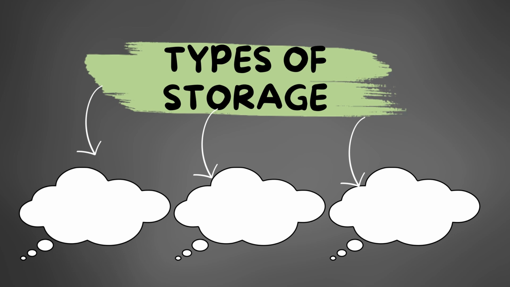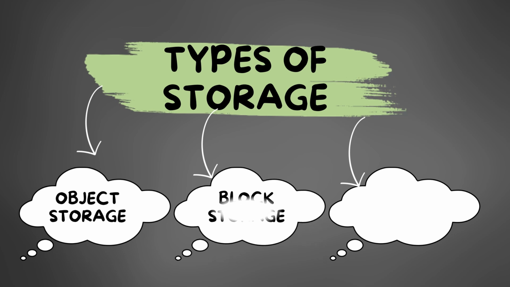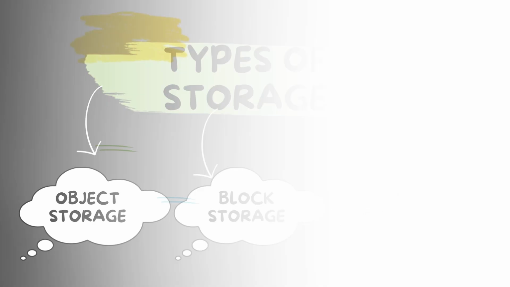Now let's talk about the types of storage. There are two different types of storage. In this particular video, we talk about the persistent type of storage. In persistent storage, there are three different types: block storage, object storage as well as file storage.